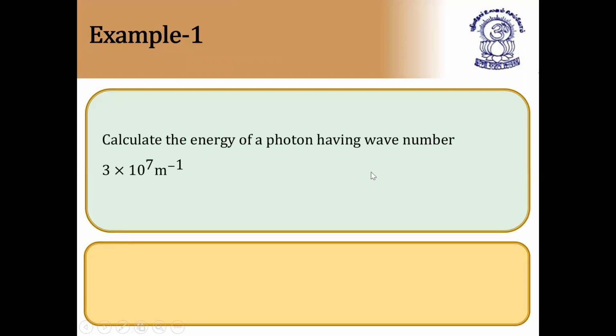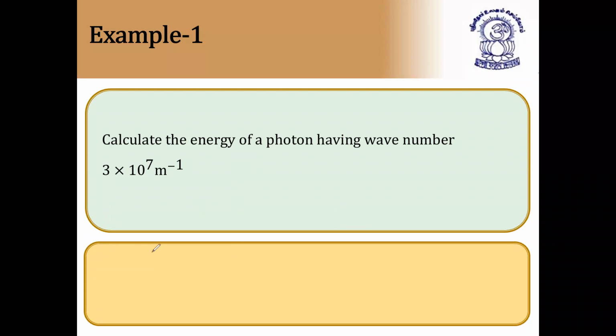Calculate the energy of a photon having wave number 3 into 10 to the power 7 meter inverse. So this is again a second question on Planck's quantum theory. So I'm writing here the solution. Before going to the solution, once we discuss, we have to find the energy of a photon. They are asking to find the energy of a photon. We know from Planck's quantum theory, E is equal to h nu.